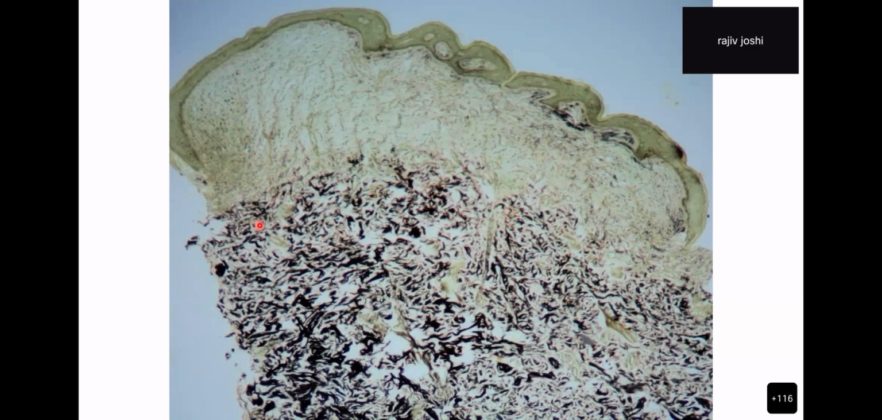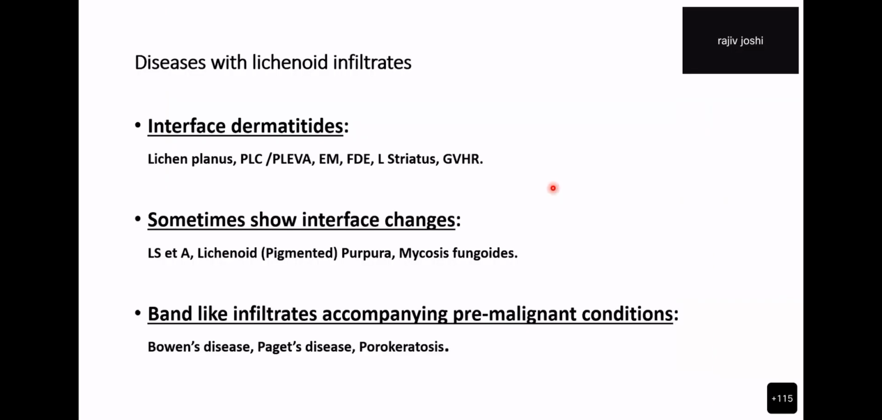Now, this is an elastic tissue stain. So if you see, the entire papillary dermis is devoid of elastic tissue. The elastic tissue is normal in the reticular dermis. This again shows that the damage in lichenoid infiltrates or in lichen planus is restricted to the papillary dermis.